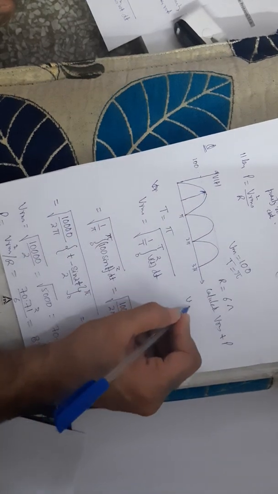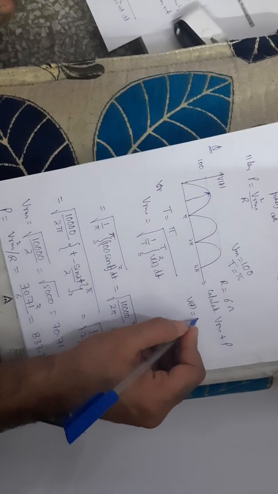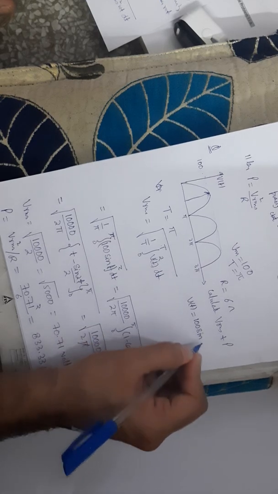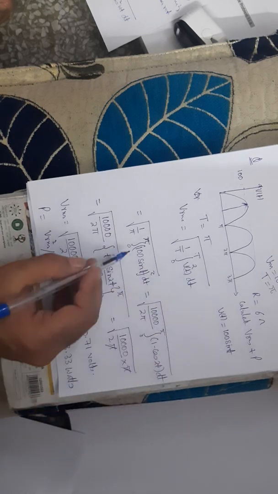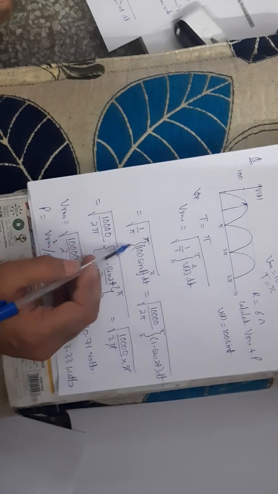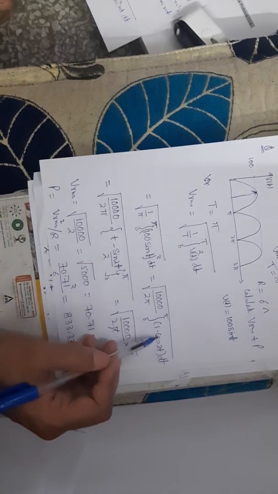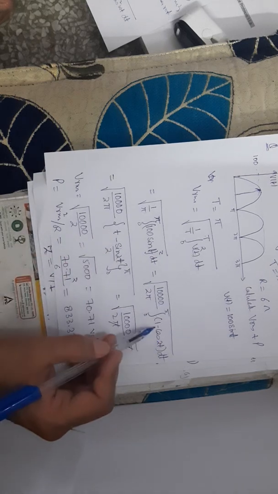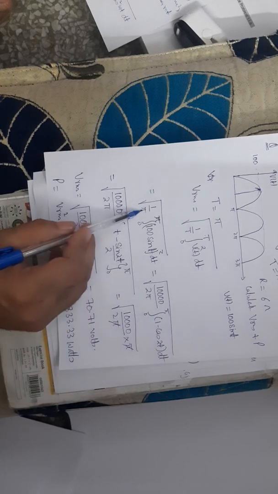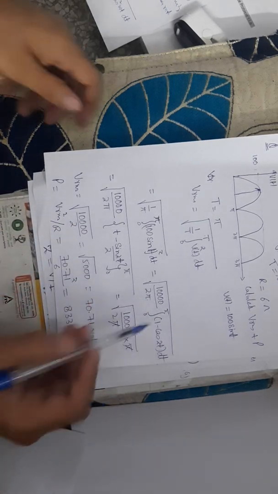So what is v(t)? Vm is 100, so v(t) will obviously be Vm sin omega t, which is 100 sin t. Substituting v(t) = 100 sin t here, T is pi: 1 by pi integral 0 to pi (100 sin t) whole squared dt. I will take 100 squared outside, and it becomes 10,000 divided by 2 pi integral 0 to pi of 1 minus cos 2t, because sin squared theta is 1 minus cos 2 theta by 2. That 2 I am also taking outside, so pi from here and 2 from here gives 2 pi, integral 0 to pi.